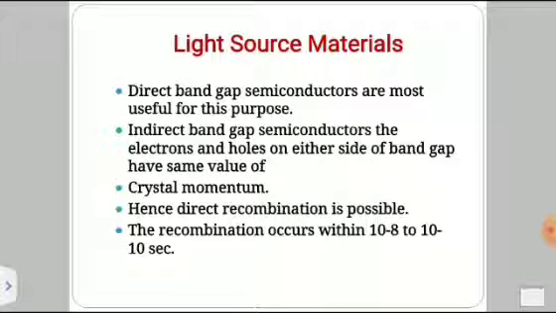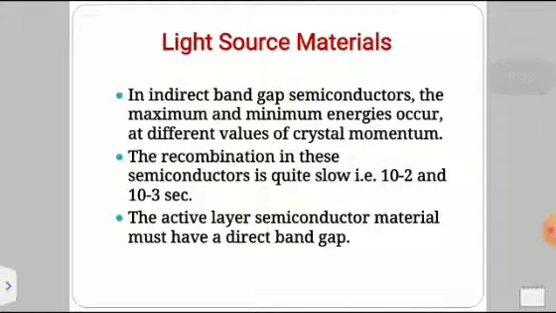In indirect bandgap semiconductors, the electrons and holes on either side of the bandgap do not have the same value of crystal momentum. So that is the problem. That's why we prefer direct bandgap semiconductors. Hence, direct recombination is possible, because the recombination occurs within a fraction of a microsecond to several nanoseconds. Now, if you consider direct and indirect bandgap materials, in indirect bandgap semiconductors, the maximum and minimum energies occur at different values of crystal momentum.